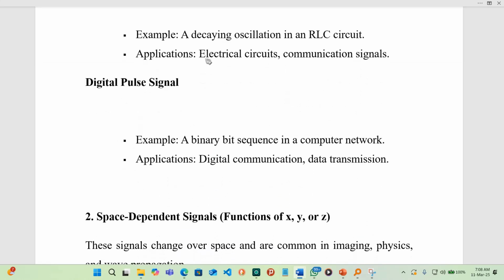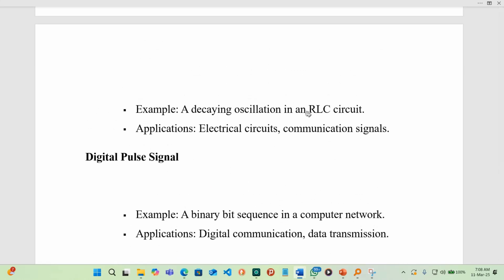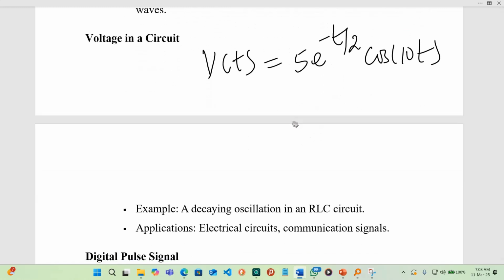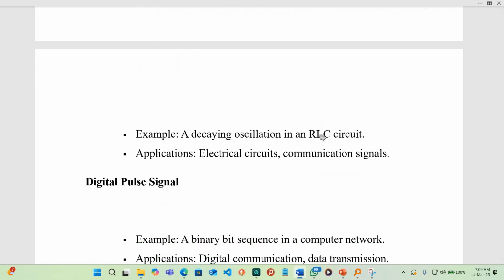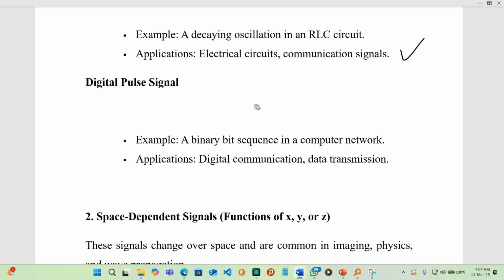Then this can represent a decaying oscillation in an RLC circuit, resistor, inductor, and capacitor circuit. The applications are obviously in electrical circuits and communication signals. Then we also have a digital pulse signal like we had earlier seen.